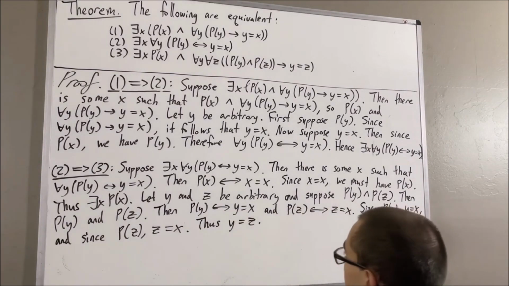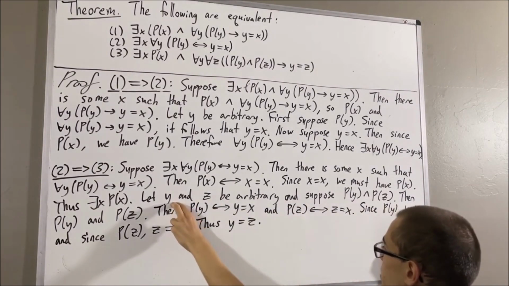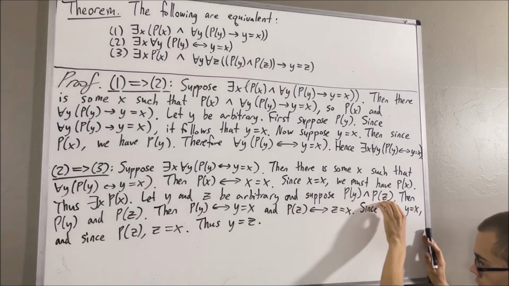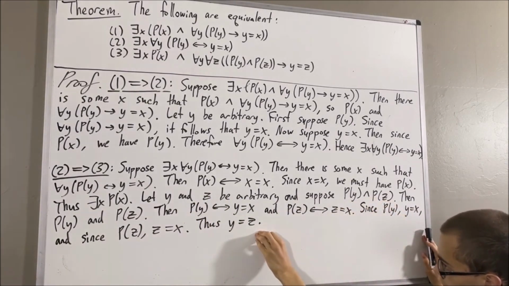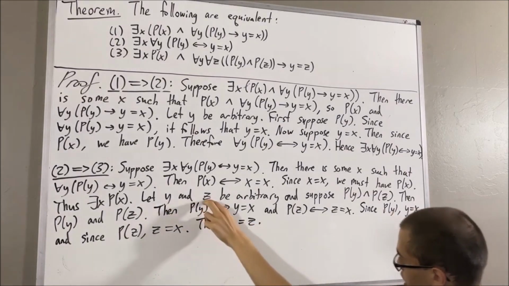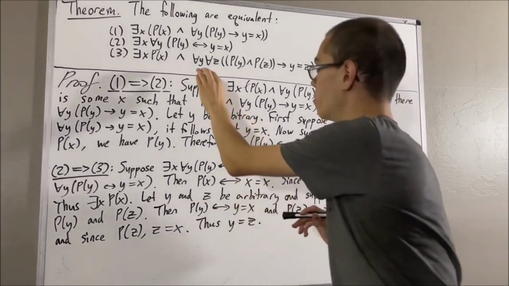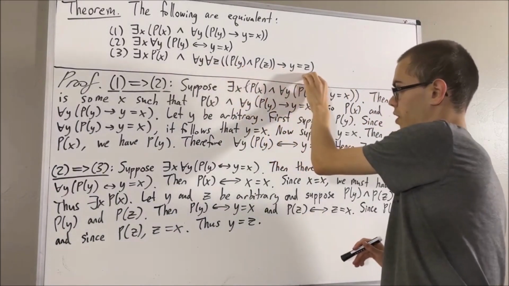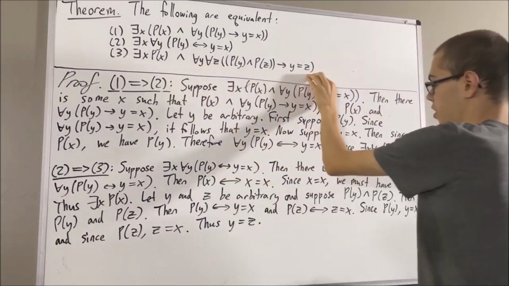So what have we done here? Well, we gave ourselves two arbitrary objects, y and z, and we show that if p of y and p of z is true, then y is equal to z. Since y and z were arbitrary, this means we have shown that for all objects, y and z, if p of y and p of z is true, then y is equal to z. So we have shown that this is true.